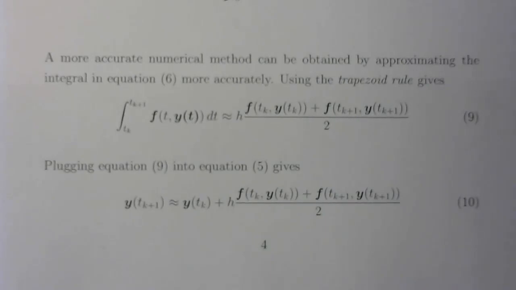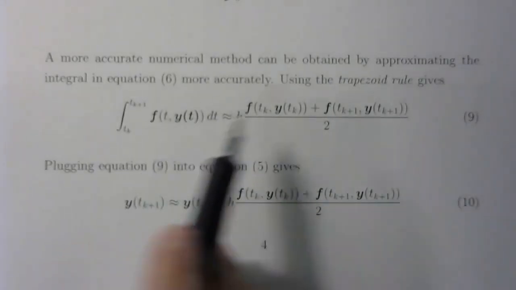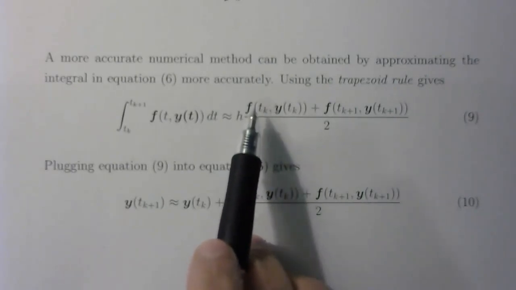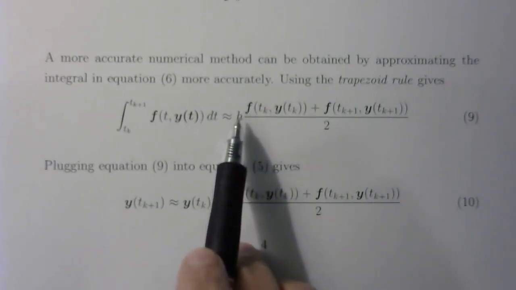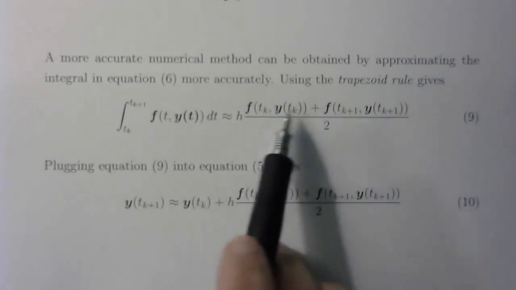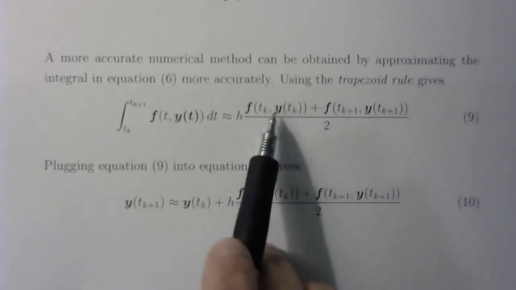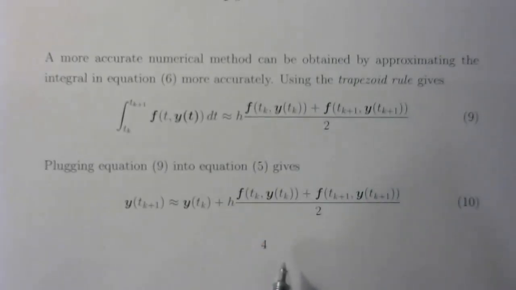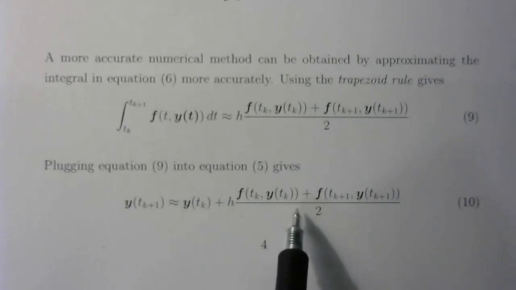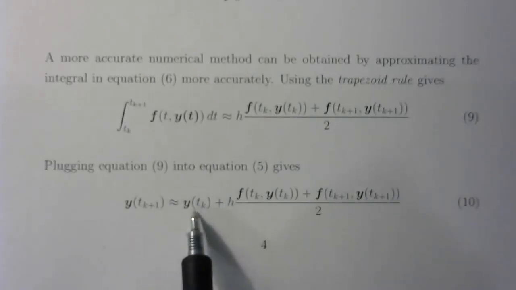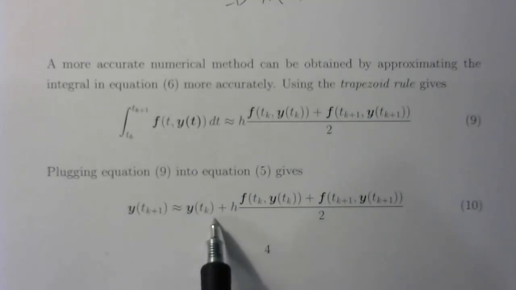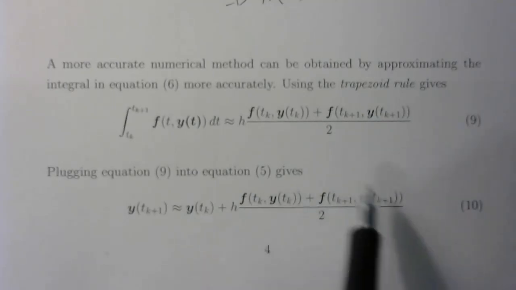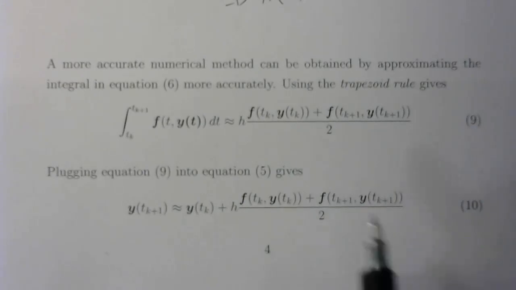And so if you recall, the trapezoid rule to approximate an integral like this looks something like this. So h, we're doing a fixed step size, right? And then I'm going to take the average of these, the functional value at the left-hand side and the functional value at the right-hand side. And yeah, divide by 2. So I plug that into my equation 5, which is just my discrete time update, that y at tk plus 1 is approximately y at tk, plus h times this approximation for the area under the curve.